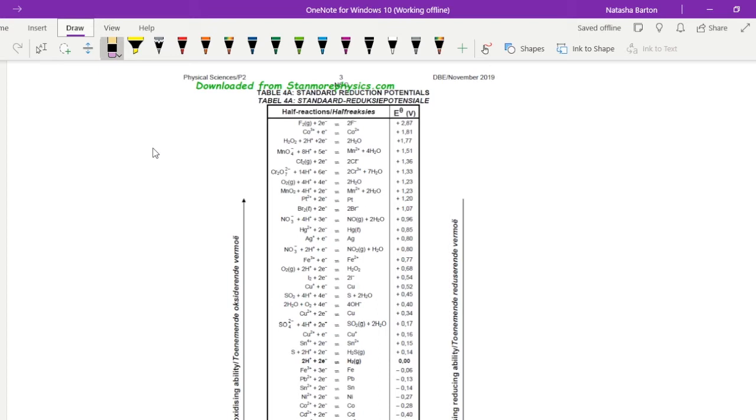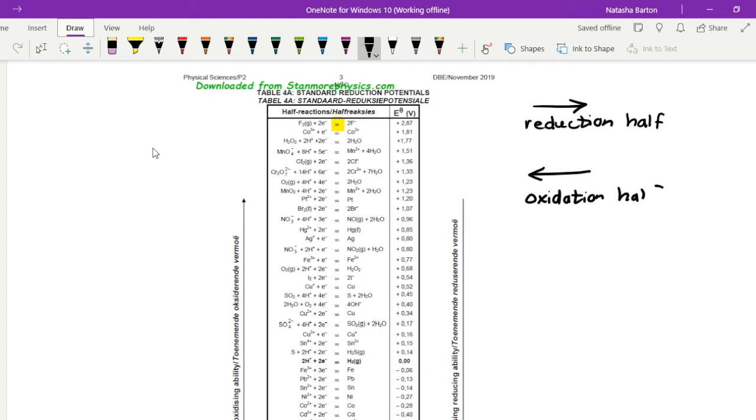Then it may be spontaneous or non-spontaneous. But the reason why we have these symbols here in the middle is because the forward reaction, when we write it out in that direction, would represent a reduction half reaction. And if we write it out in that direction, we would have the oxidation half reaction. Okay, so that is actually why we have those two arrows there. This table, again, is table 4a.